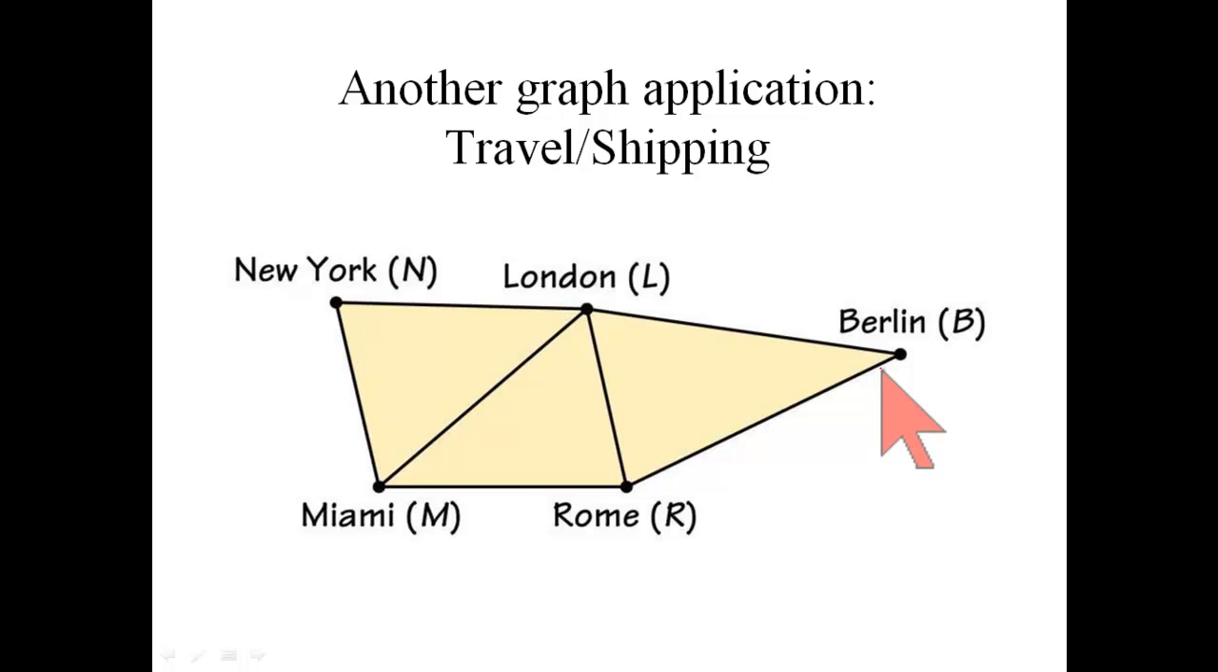So airlines have very large problems. This problem only has 5 cities, but a real airline would probably have dozens of cities, and some of the cities would be connected by direct flights and others would not.